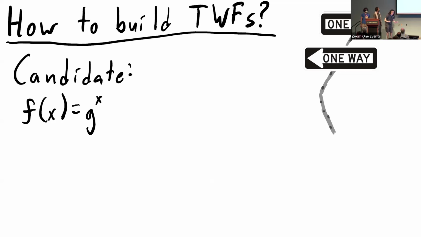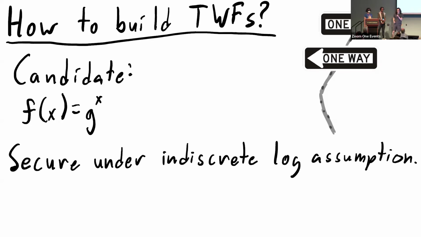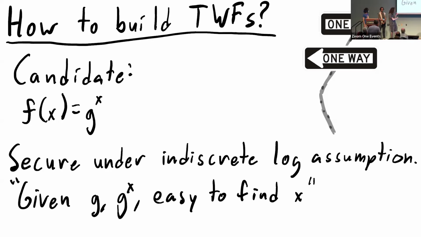So how do we actually build 2-way functions? Note that 2-way functions, as a cryptographic primitive, we know we can't build them information theoretically. And we actually don't know how to build any crypto at all, so we need to make some assumptions. But we can give a candidate 2-way function. Let G be a generator for some group. Our candidate 2-way function is f of x equals G to the x. We can prove that this is secure from a simple variant of the discrete log assumption, which we call the indiscrete log assumption. The indiscrete log assumption states that given a group element G and G to the x, it is easy to find x.